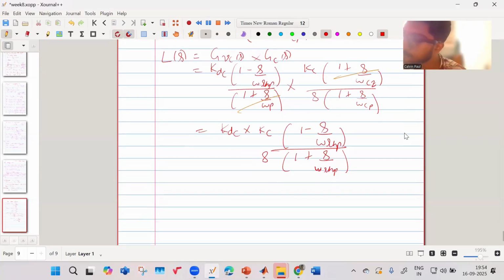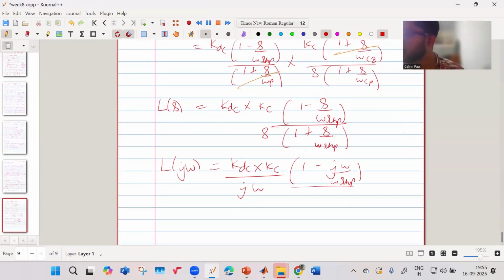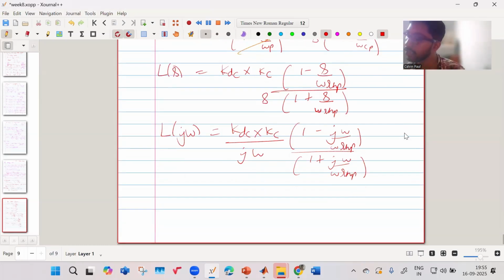So now you are interested in finding the crossover frequency, right? So this is your L of s. We substitute s by j omega in L of s. So that is equal to KDC into Kc upon j omega into (1 minus j omega by omega RHP) into (1 plus j omega upon omega RHP), right? Let us find it there.